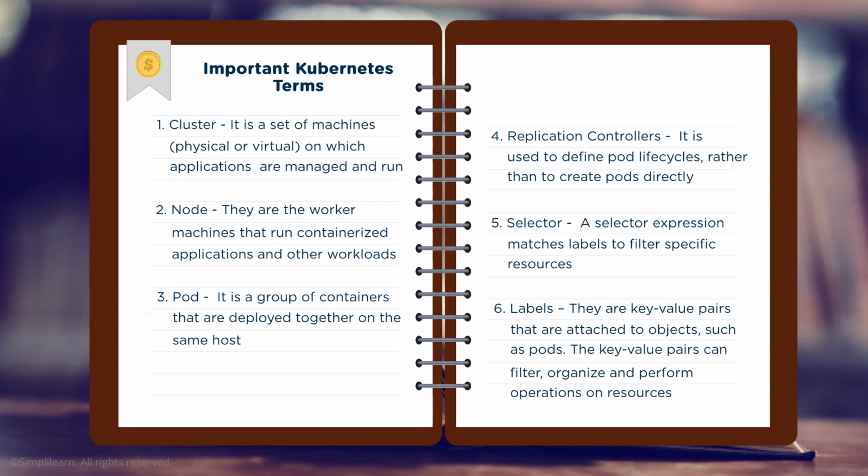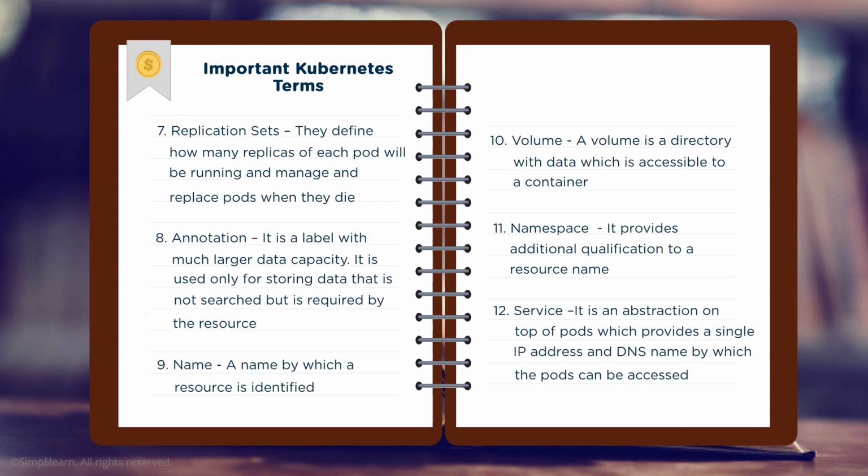We have a selector, which is an expression matched to a label to filter specific resources. Labels are key value pairs that are attached to objects such as pods. The key value pair or the label can be filtered, organized, and used to perform operations on resources. Replication sets define how many replicas of each pod will be running and managed when you want to replace a pod when it dies. Annotation is a label with much larger data capacity. A name is a resource as it is identified.